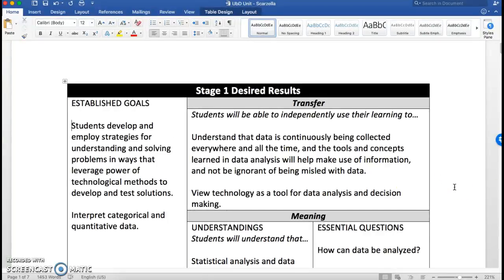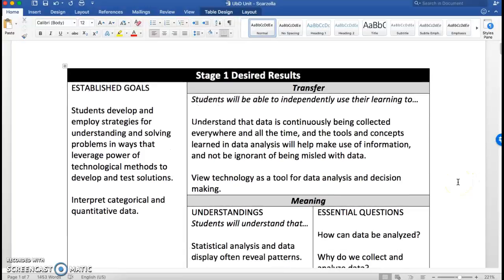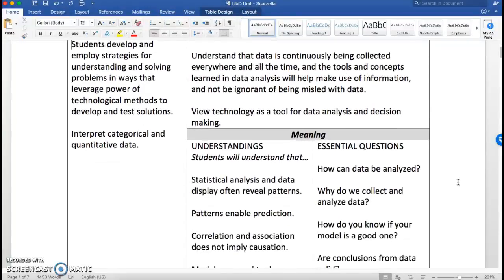I had some difficulty trying to come up with a transfer skill, so I came up with: students will be able to independently use their learning to understand that data is continuously being collected everywhere and all the time, and the tools and concepts learned in data analysis will help them make use of information and not be misled with data. The other transfer skill is that we wanted to view technology as a tool for data analysis and decision making.